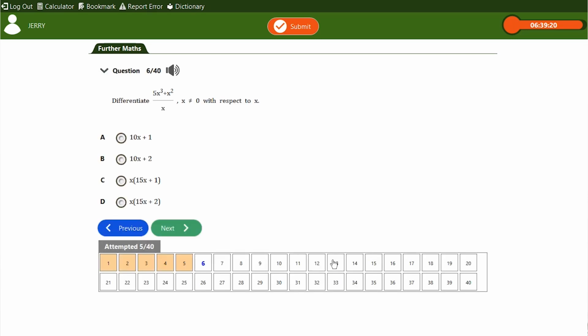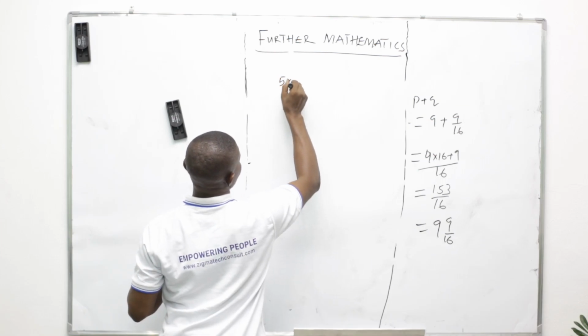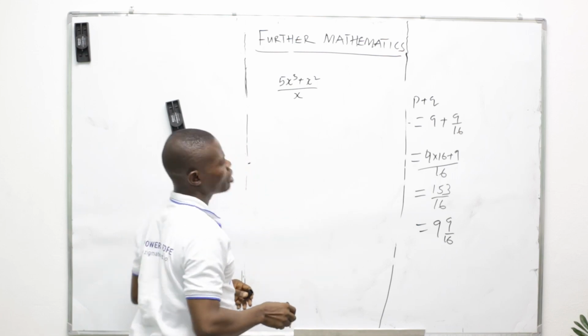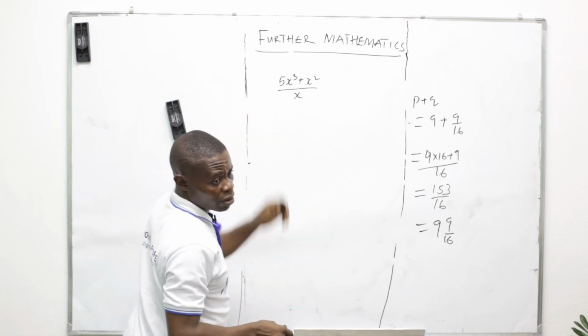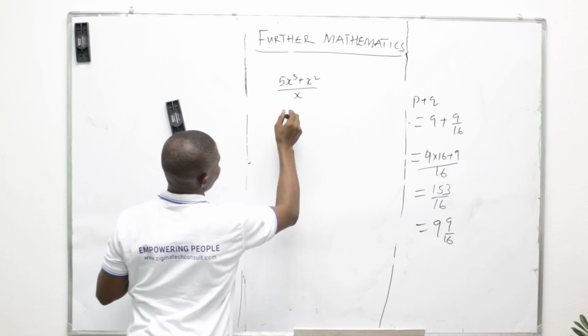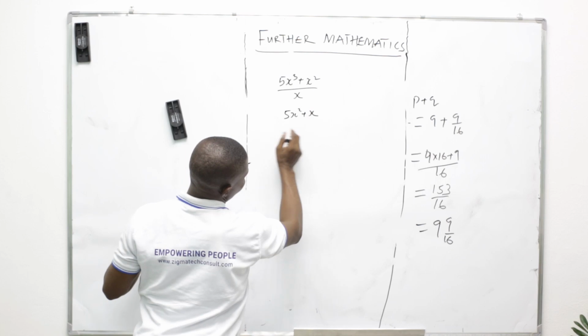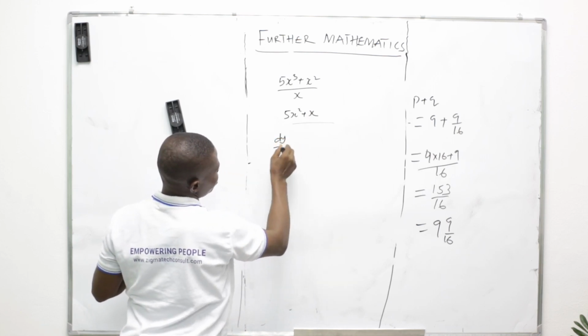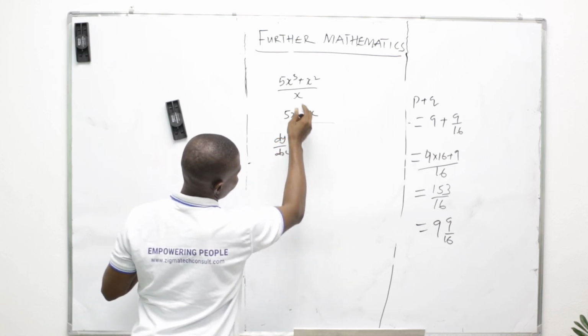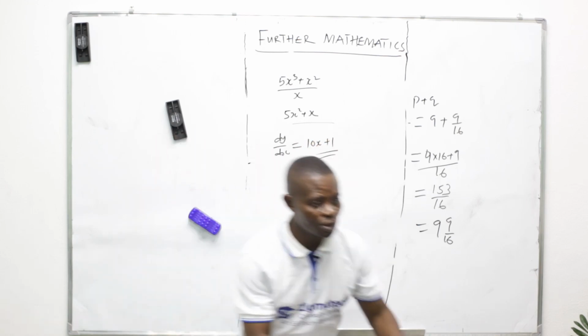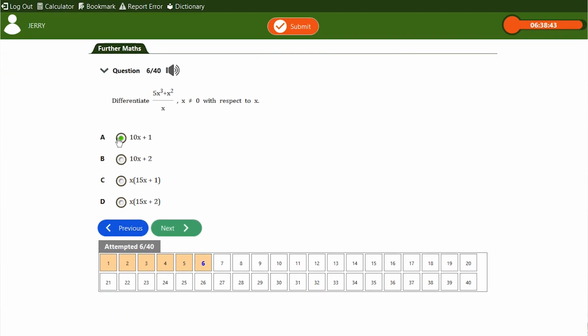Differentiate (5s cubed plus s squared) all over s. We'll have an addition sign there. Dividing through, this gives us 5s squared plus s. This is what we have now. So dy/ds equals 10s plus 1. Very simple: 10s plus 1.